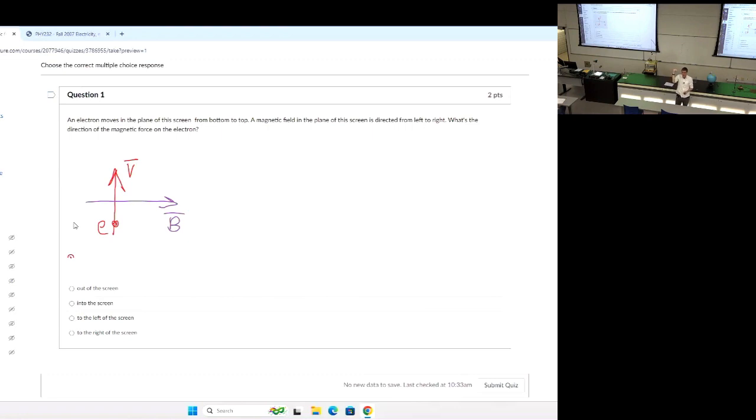My thumb would point in the direction of the force, but it's the direction of the force on a positive charged particle. It's pointing in towards the screen. The direction of the force on a negative, oppositely charged particle is out of the screen, the opposite direction. And so out of the screen is the correct answer to that problem.